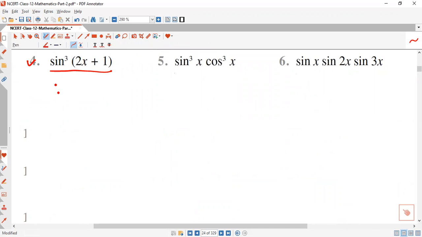Since we know this formula, sine 3a equals 3 sine a minus 4 sine cube a. This implies that 4 sine cube a, or you can say sine cube a, better.